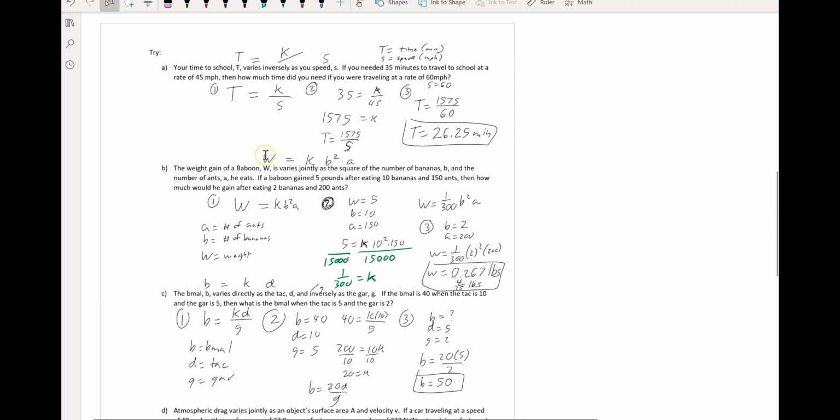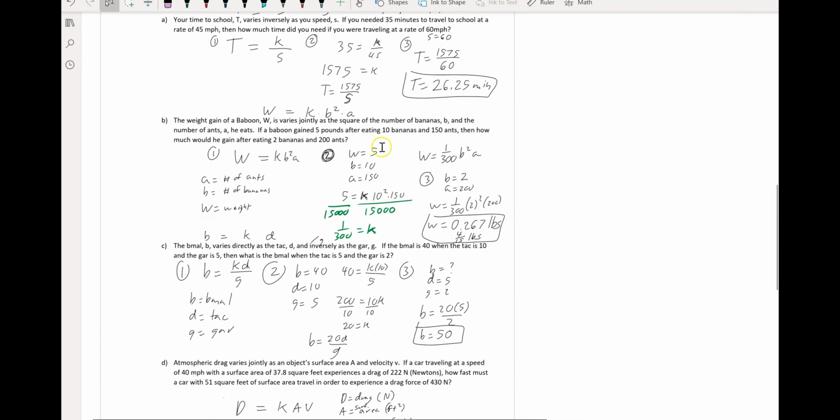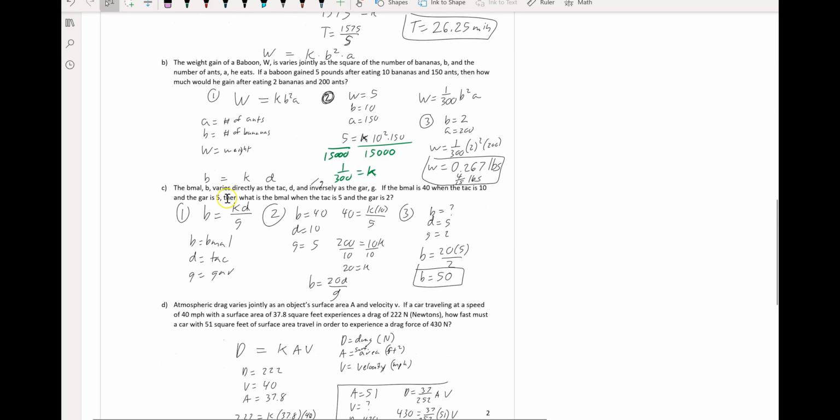Okay, so here they are. Let's see how you did. The first one was varies inversely. So inversely means k divided by s. So we should have got 26.25. The second one says the baboon's weight varies jointly as the square of the number of bananas and the number of ants. So we get this for your answer. Here it varies directly as d, which means we multiply them, and then inversely as g. So we divide by g, and we get 50.